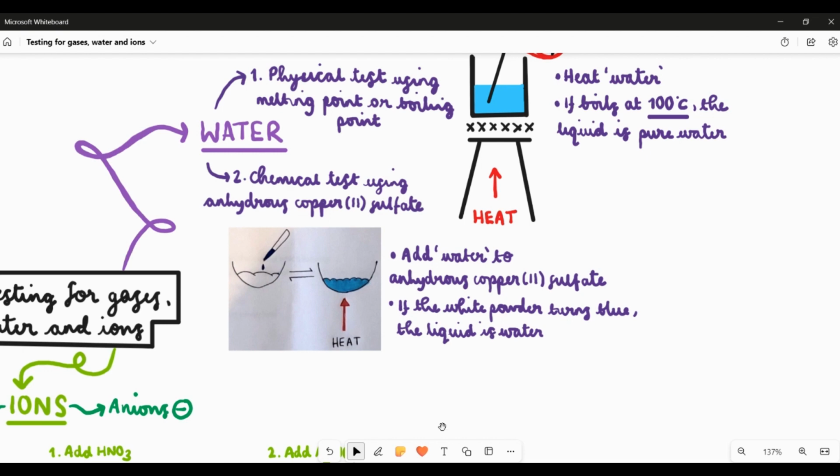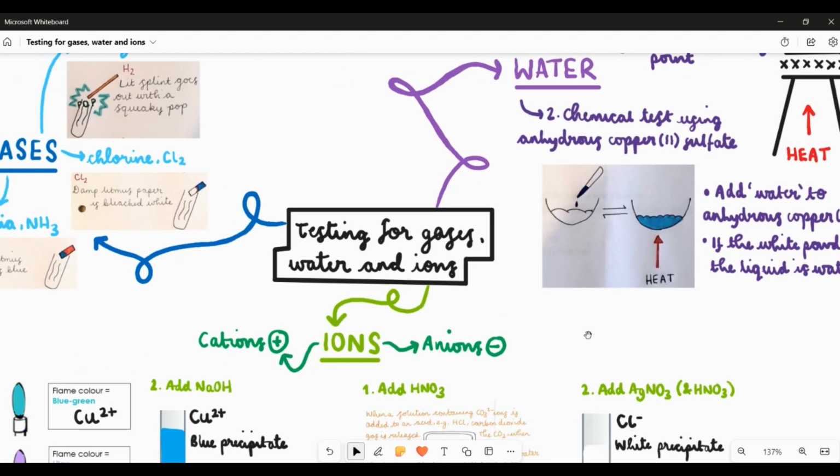water. The final testing for element that I want to talk about now is how we can test for the presence of different ions. Now, ions can be split into 2 different categories. We've got our cations, which are positively charged, and we have our anions, which are negatively charged. And it's really important to understand that every single compound that we test will contain a positive cation and a negative anion. But the tests that we do for each of those components are different.